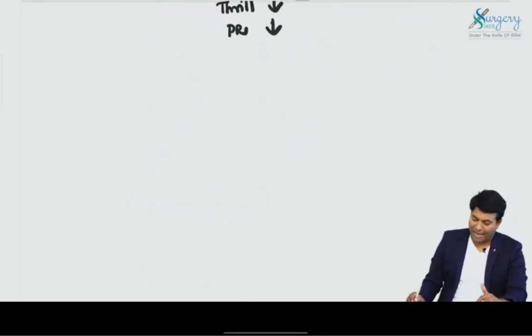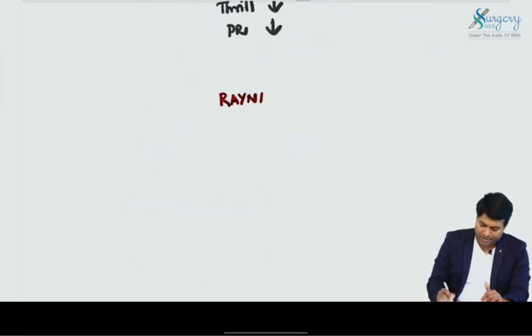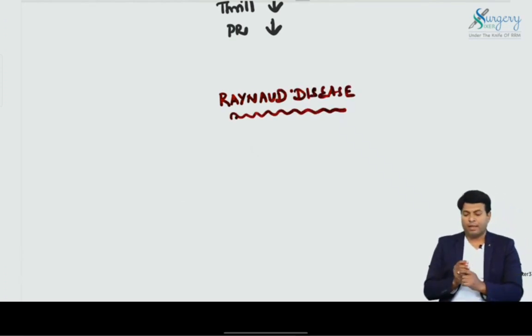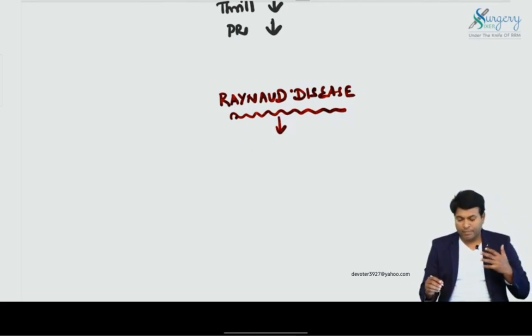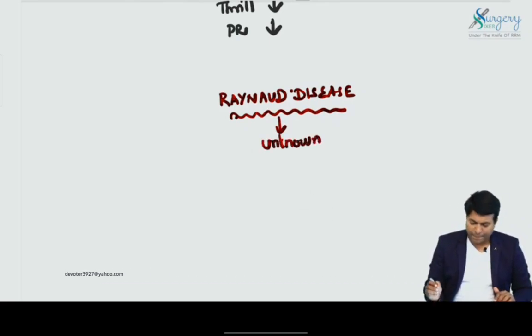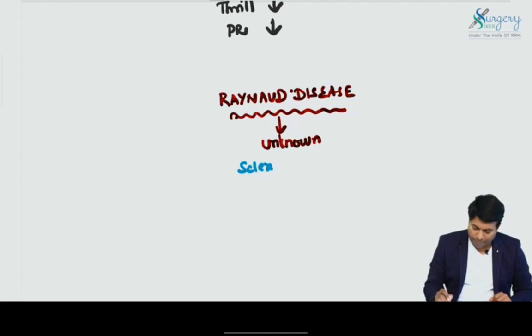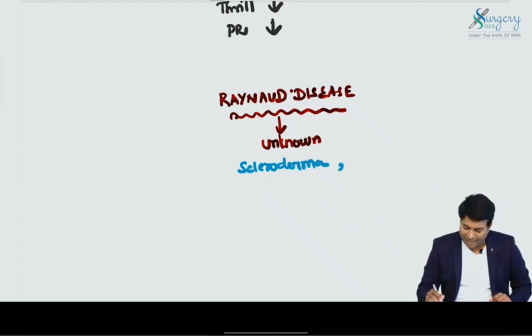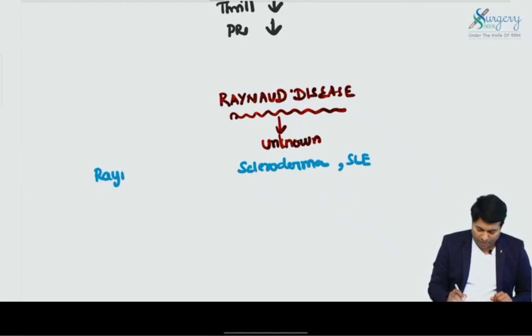Nicoladoni or Branham sign. And the last topic in this chapter I want to discuss is Raynaud's disease. Raynaud's disease is usually due to some unknown cause. It can also happen due to scleroderma or SLE or some known reasons. That is known as Raynaud's phenomenon. Raynaud's phenomenon usually happens following some disease like scleroderma, SLE.